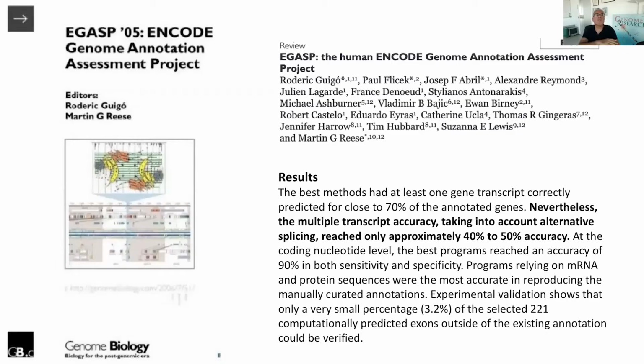Still, how well these methods work was something that we were interested in in the first decade of the 2000s, and we organized, within the framework of ENCODE, this Genome Annotation Assessment Project. And essentially, the conclusion is that computational methods, as is written here in the abstract, for multiple transcript accuracy, taking into account alternative splicing, reached only approximately 40 to 50% accuracy. So this led to the realization that computational methods alone, not even using evidence coming from RNA sequencing, were not sufficient to produce a high quality annotation of the human genome.